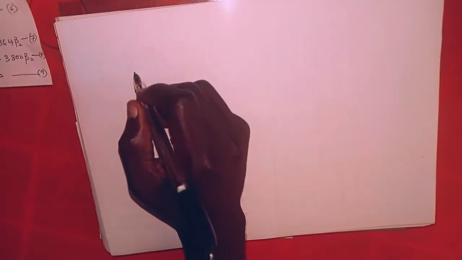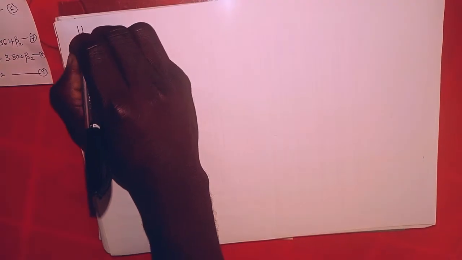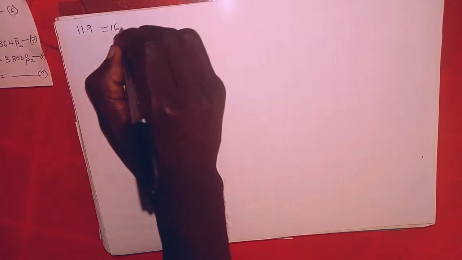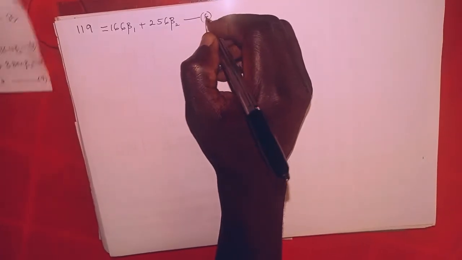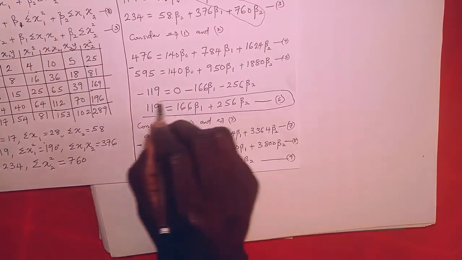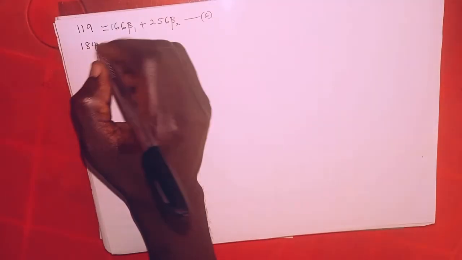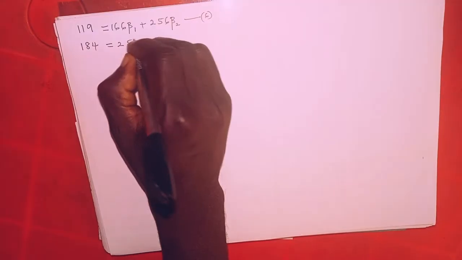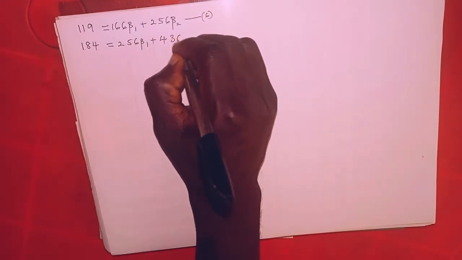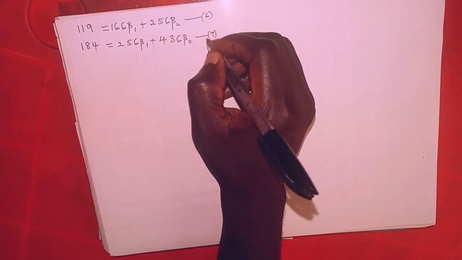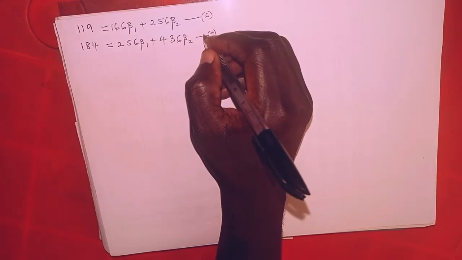Now, let me write these out. So we have 119 equals to 166 beta 1 plus 256 beta 2. We have this as equation 6 from the previous workings, and we also have this as equation 9, which is 184 equals to 256 beta 1 plus 436 beta 2, equation 9. So we want to work on equation 6 and equation 9 now.